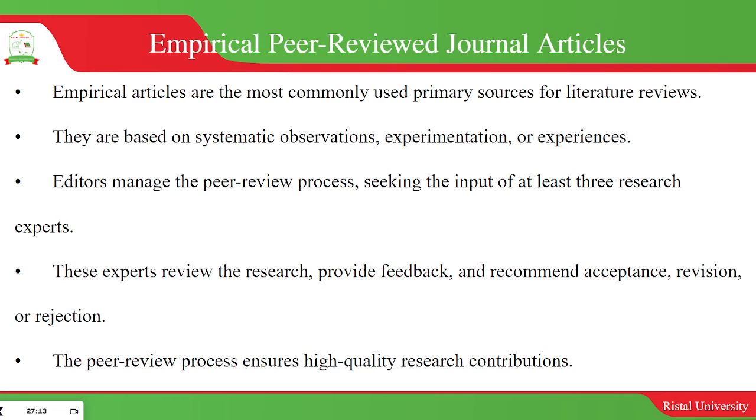The primary sources of literature. Now, what we call empirical peer-reviewed journal articles is what we basically recommend for you to use. Why? Because if you conduct your research, for example, factors associated with acute malnutrition among children under 5 in Tonj County, that is your study.